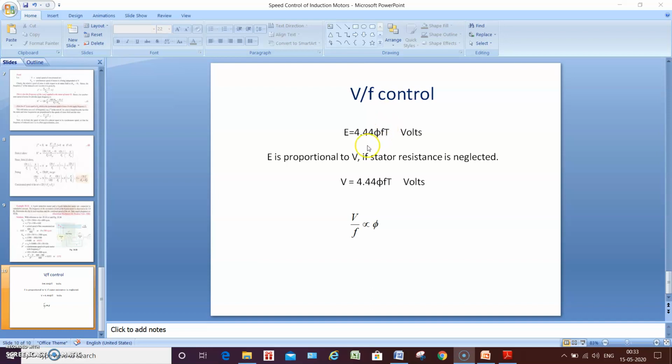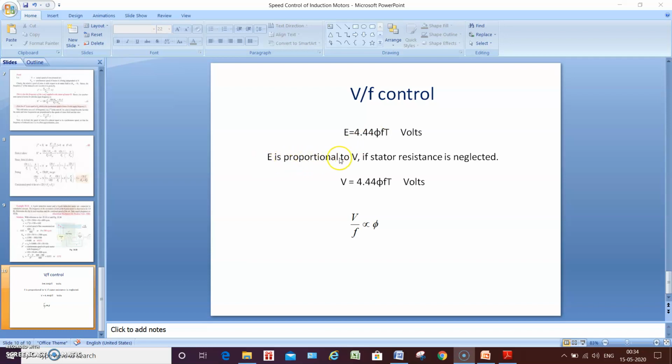Okay. So you know the basic equation of any AC machine, the EMF equation: E is equal to 4.44 phi F T, wherein E is the induced EMF, phi is the flux, F is the frequency, and T is the number of turns. So here it is the number of turns in the stator winding of this induction motor.